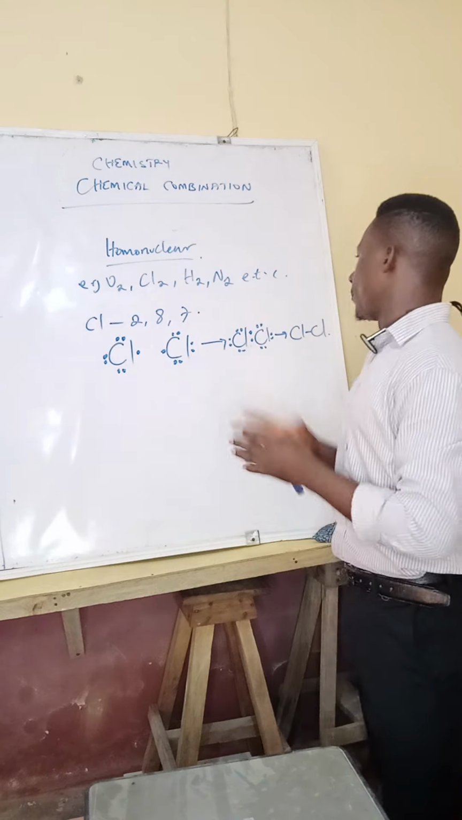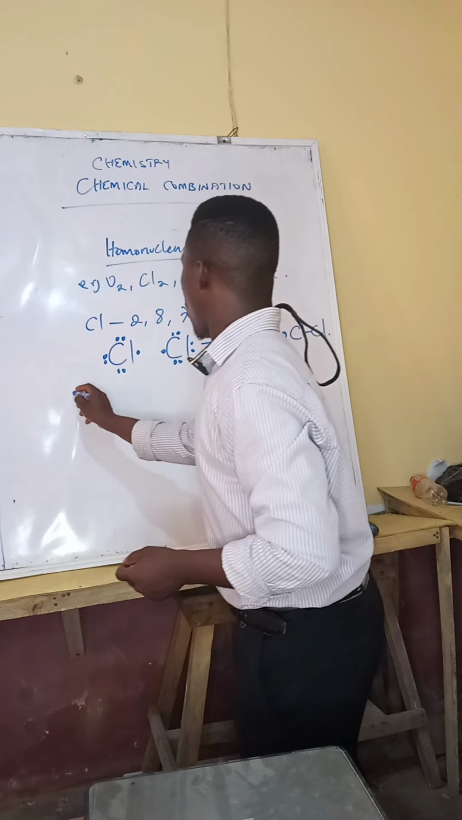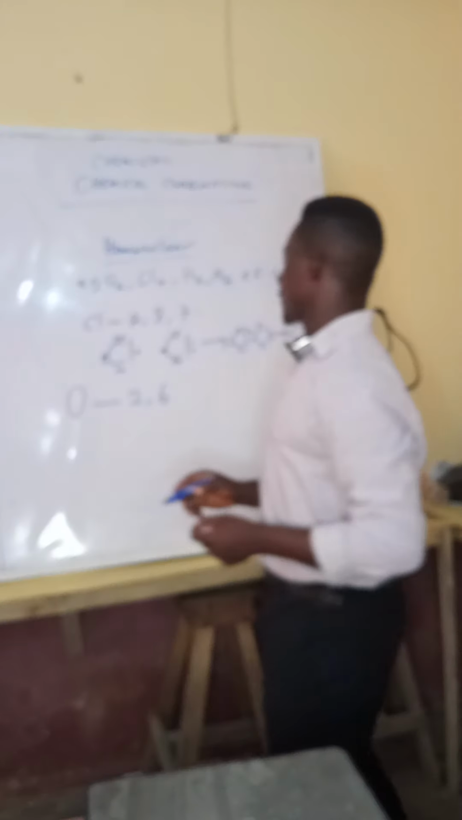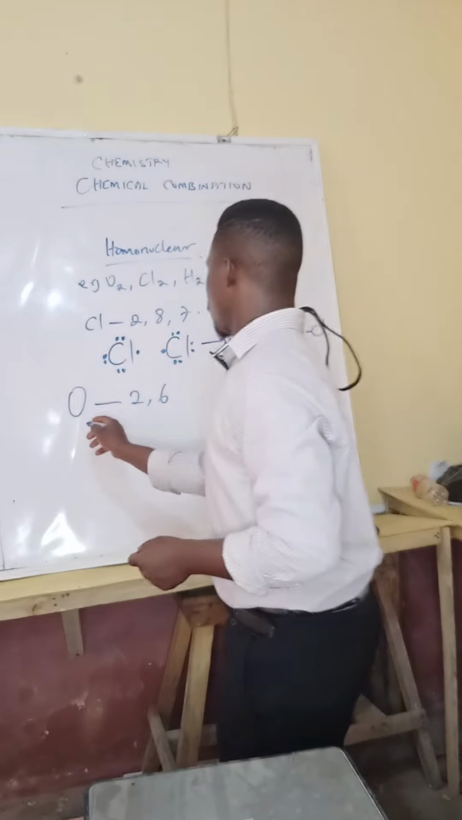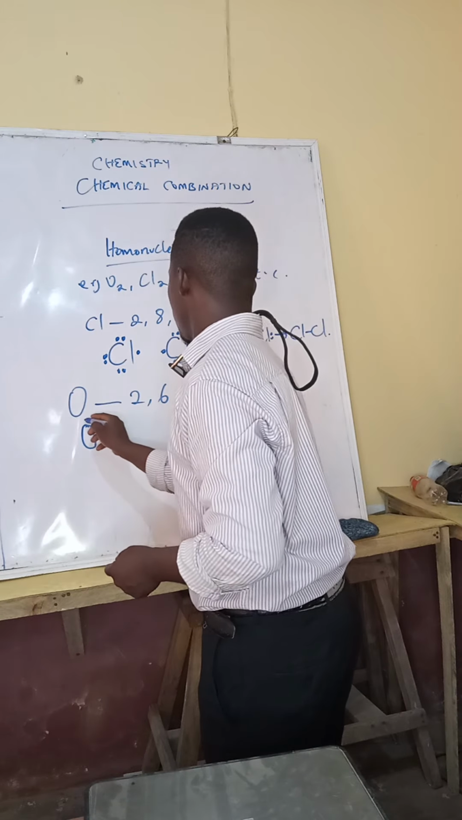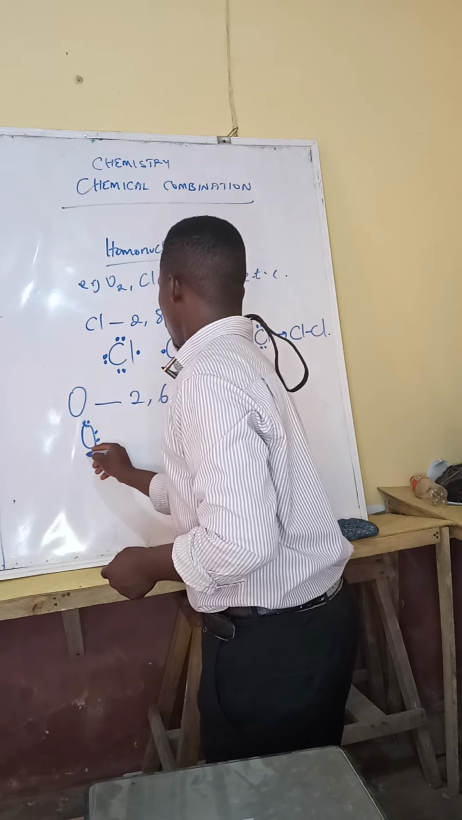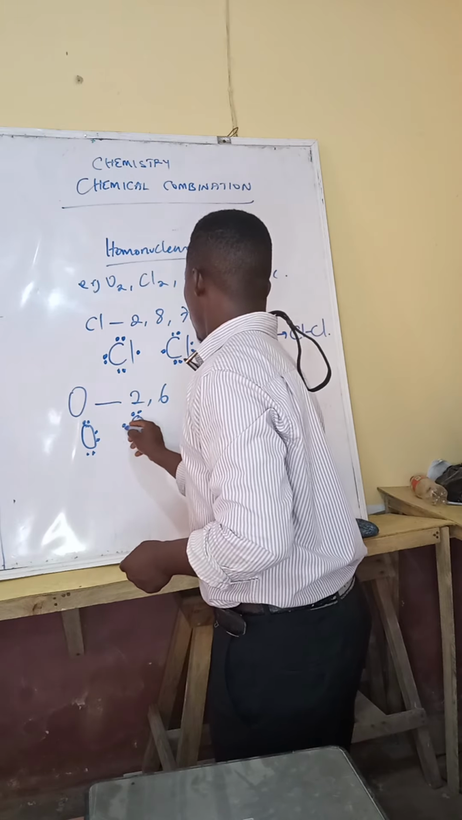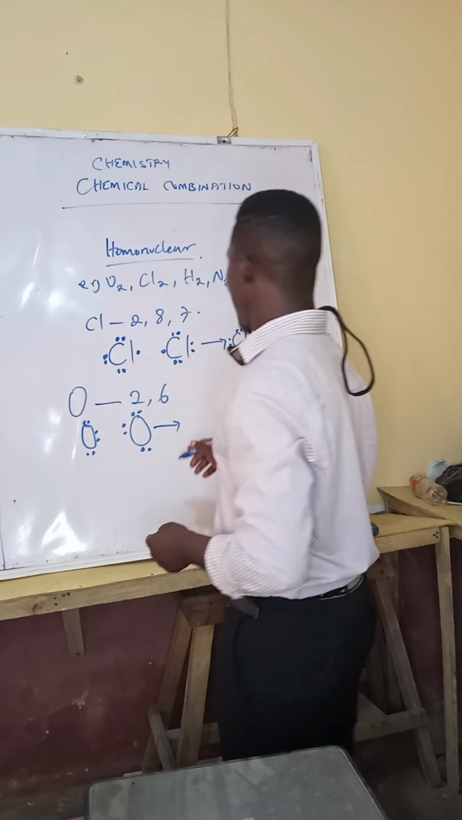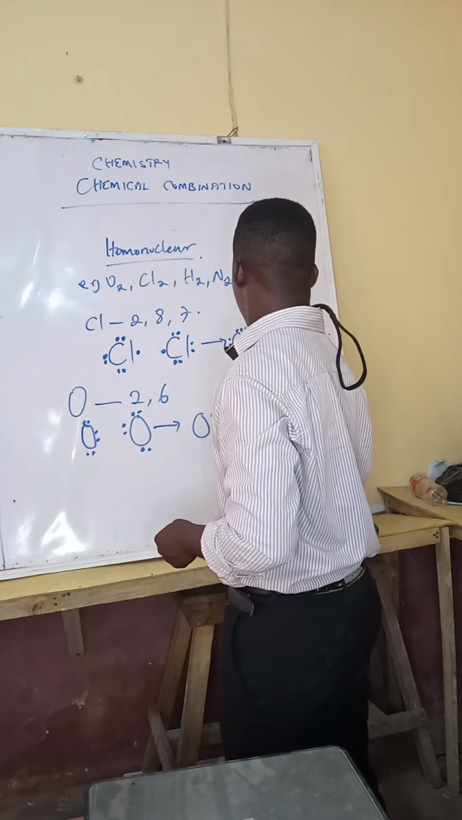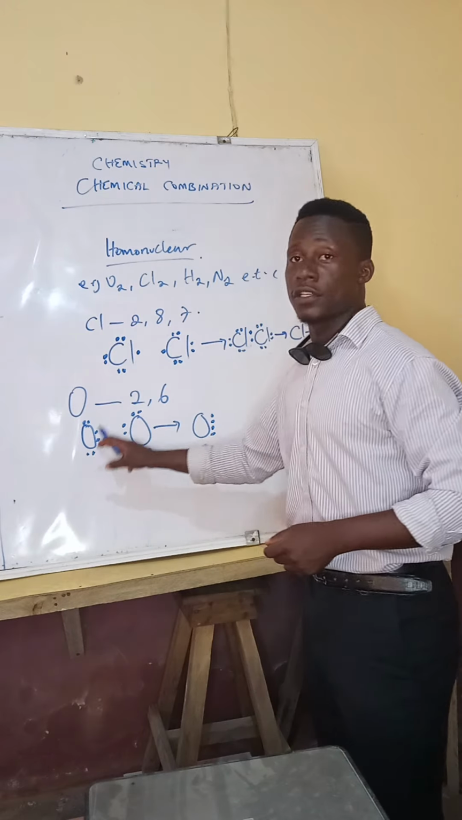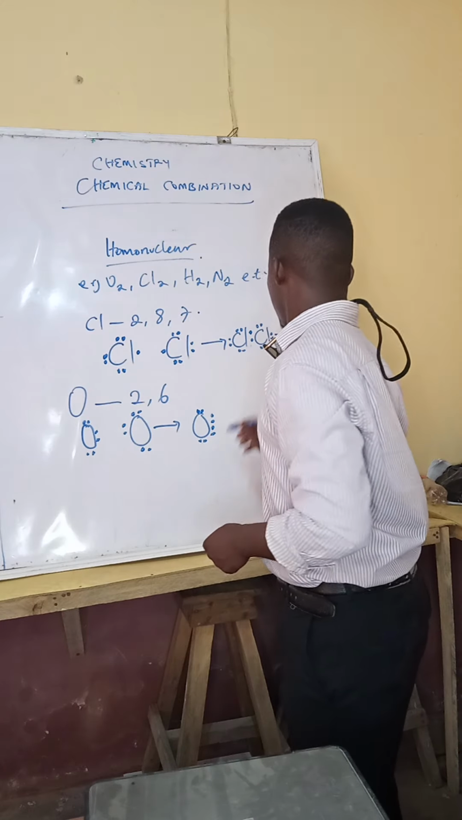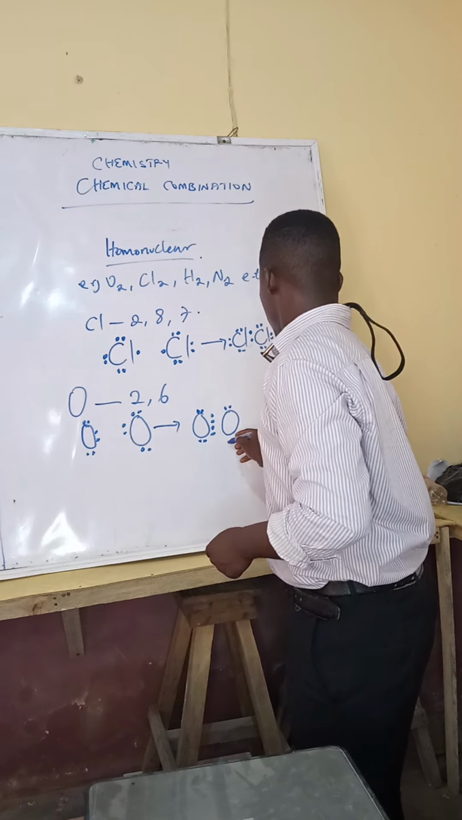A single covalent bond. Another example is that of oxygen. Now oxygen has 2, 6 as the electronic configuration. When oxygen reacts together, we have two oxygen atoms, 2, 2, 2, and then you have another 2 here, 2, 2, and 2. When they combine together, you have something like this: 1, 2, 3, 4. That means you have got these two together. They are sharing the same electrons, and this one is still having 2 on top, then you have this one like this.